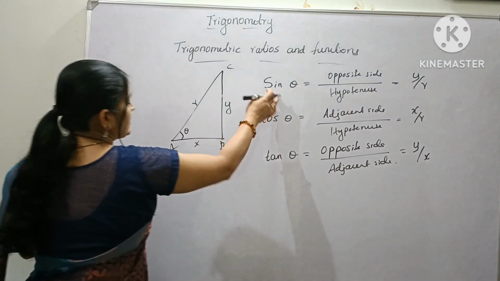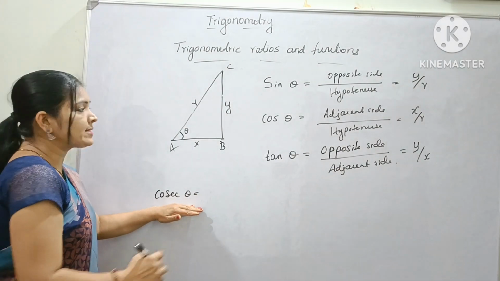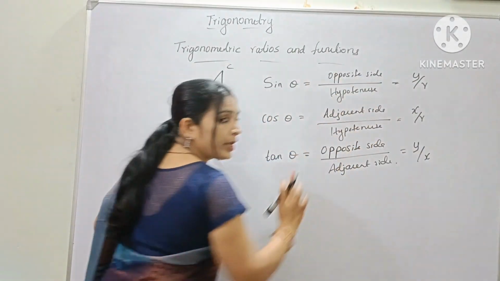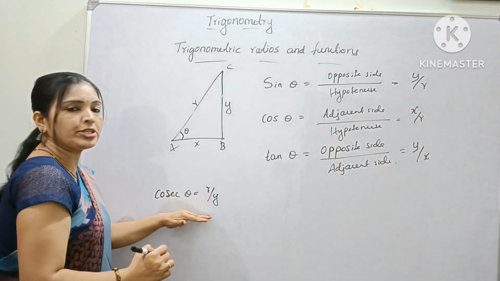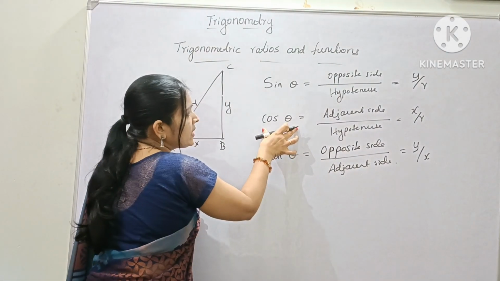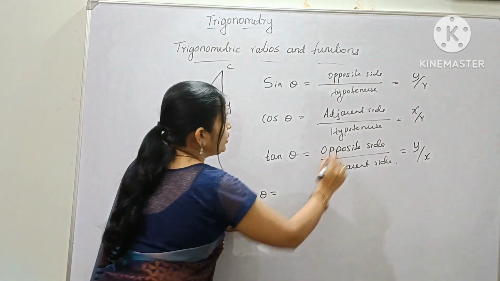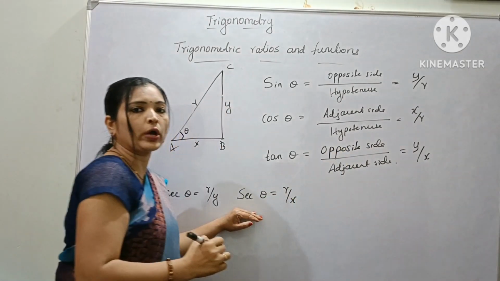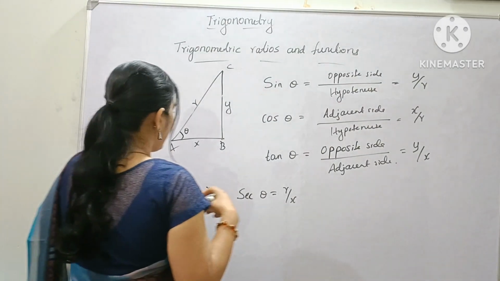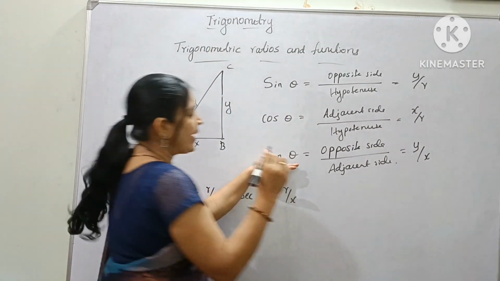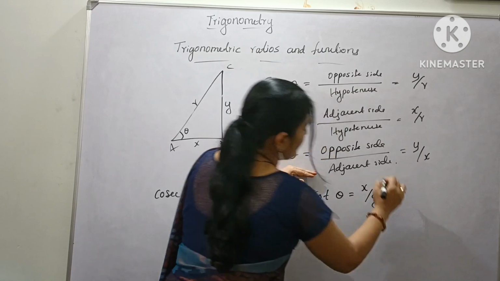That is, the reciprocal of sine theta is cosec theta. Sine theta is equal to y by r, then cosec theta is nothing but r by y. Next, the reciprocal of cos theta is sec theta, that is equal to r by x. Reciprocal of x by r is r by x. Next is the reciprocal of tan theta, that is cot theta, equal to x by y.